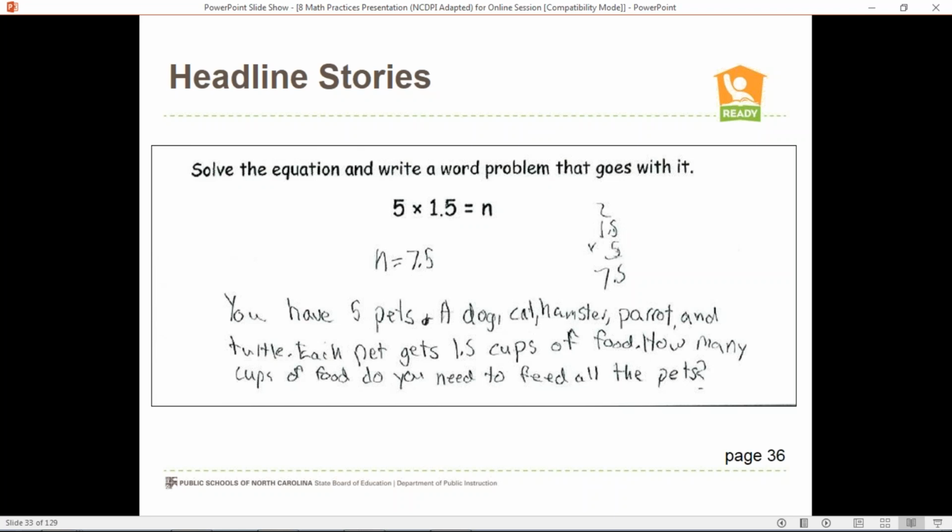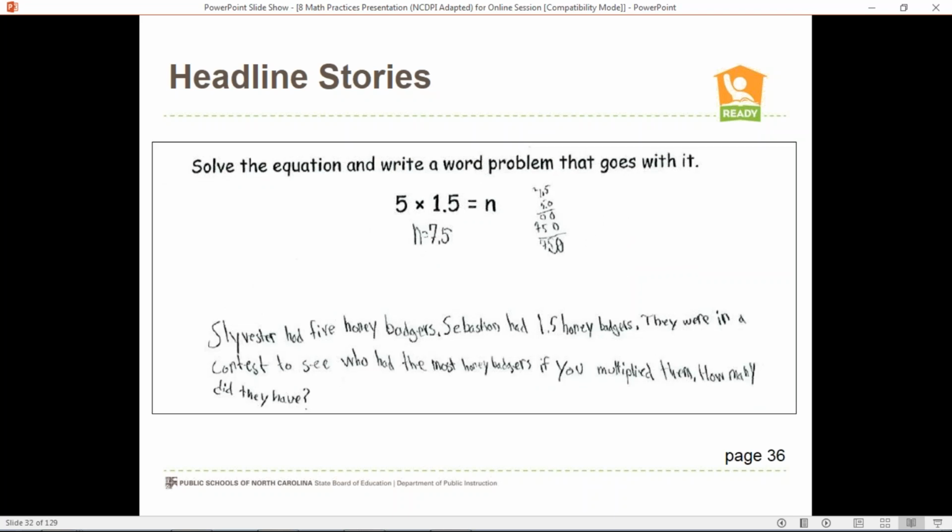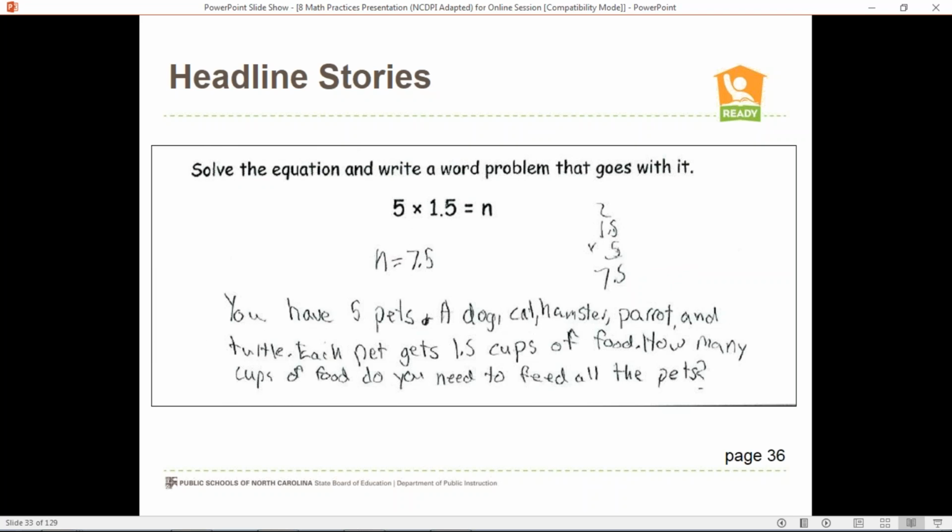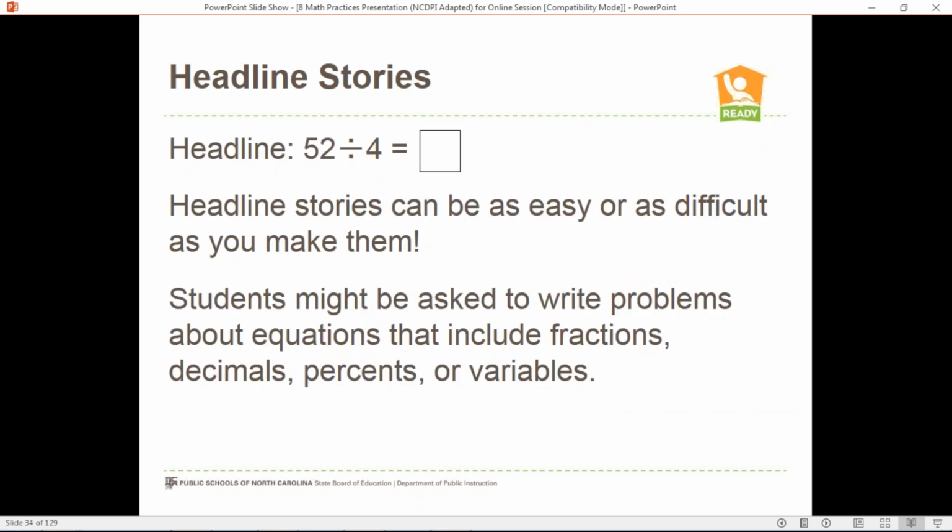How many cups of food do you need to feed all the pets? Well, there we go. Now we've got the concept. So the first student clearly either doesn't know how to write about the concept or wrote, but seems to be showing us they're not really sure about what multiplication means. This student seems to have both the ability to solve it as well as the ability to write about it.